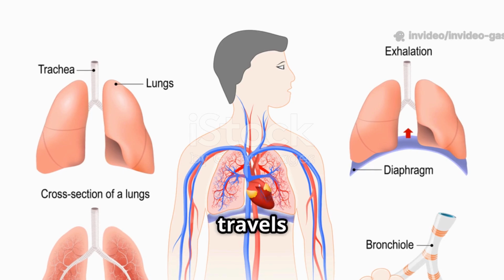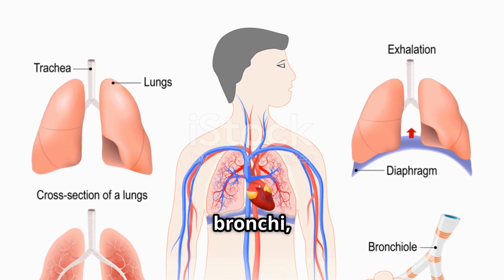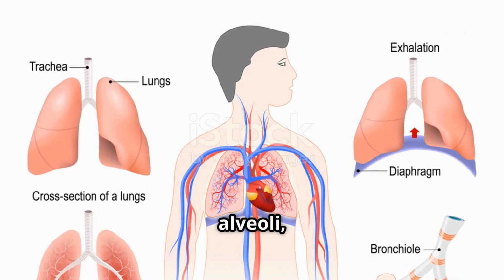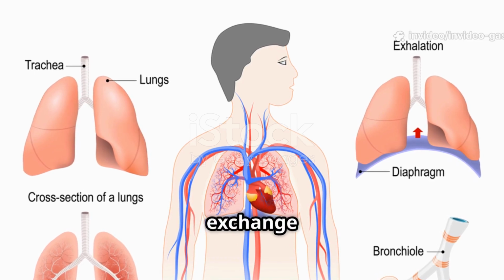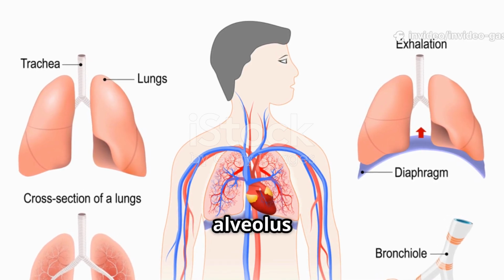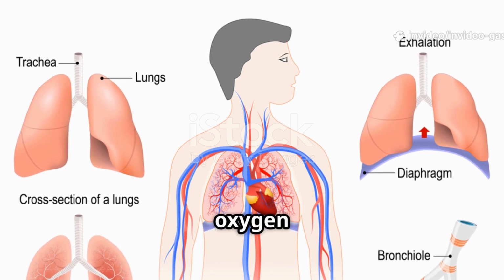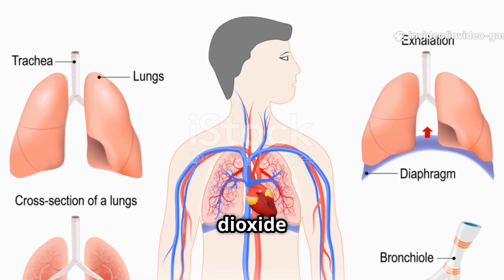In humans, air travels through the nose, trachea, bronchi, and bronchioles before reaching the alveoli, the tiny air sacs where gas exchange occurs. Each alveolus is surrounded by capillaries, ensuring oxygen enters the blood and carbon dioxide leaves.